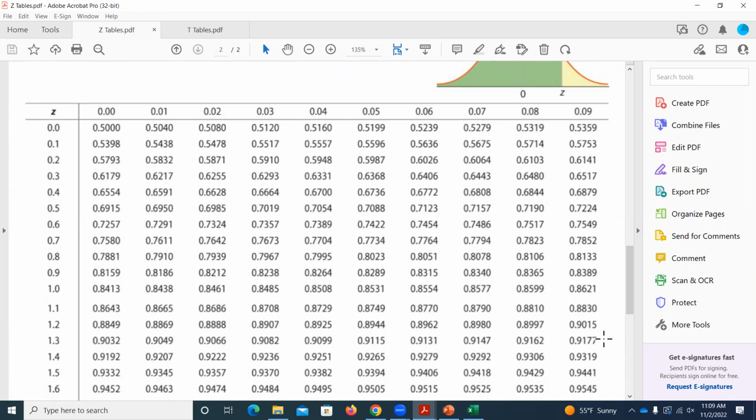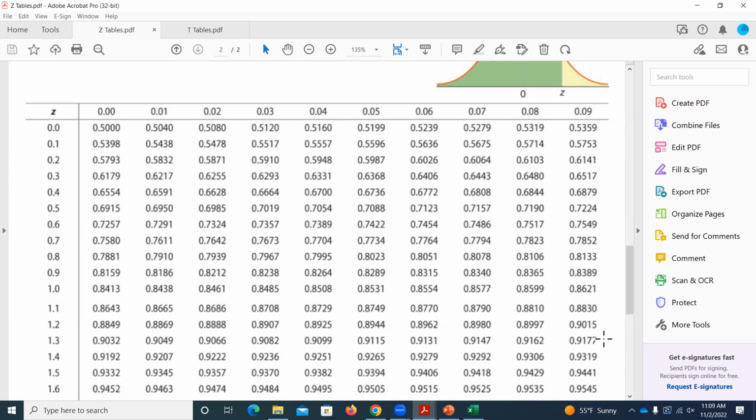What did I do wrong here? What does the table always give me? That standard normal table always tells me the area to the left. So if I wanted the area to the right, I have to subtract that from 1.